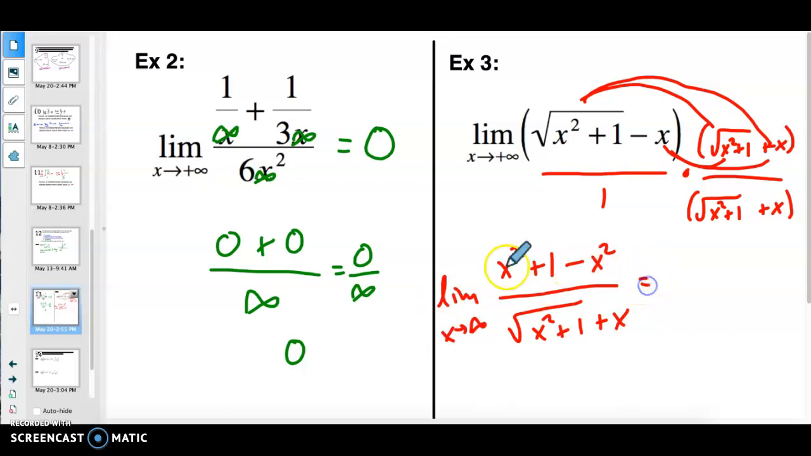So if we were to simplify this, x squared minus x squared is 0. So we've got 1 over all of this. So essentially what we've got now is 1 over infinity. If you have 1 over infinity, the bottom is getting a lot bigger than the top, so this limit is going to go to 0.